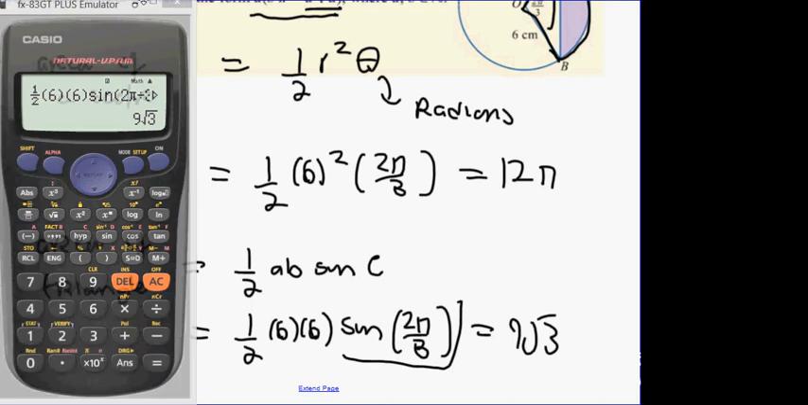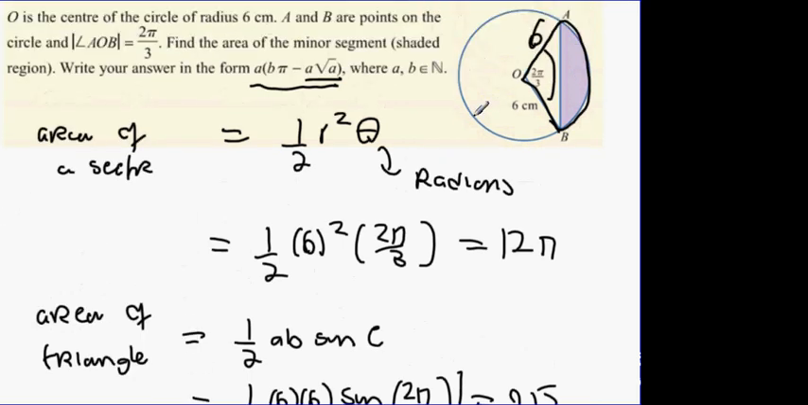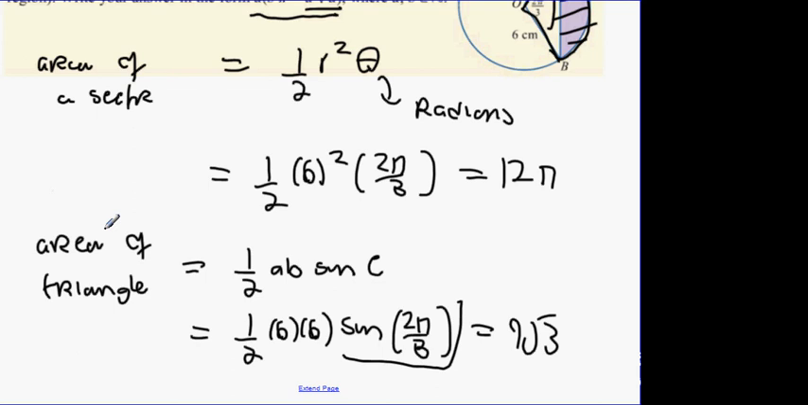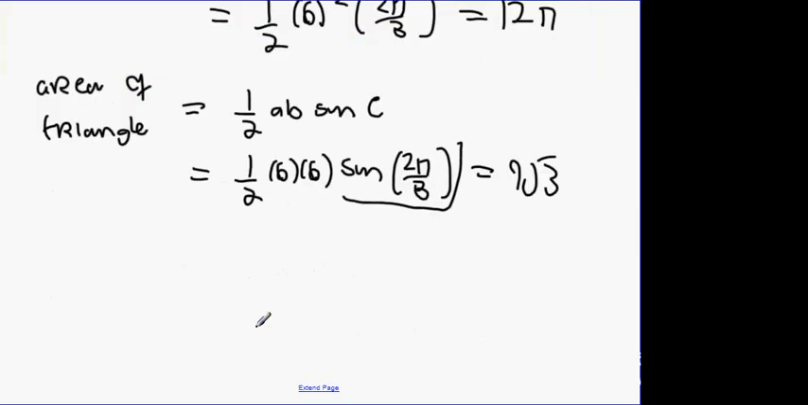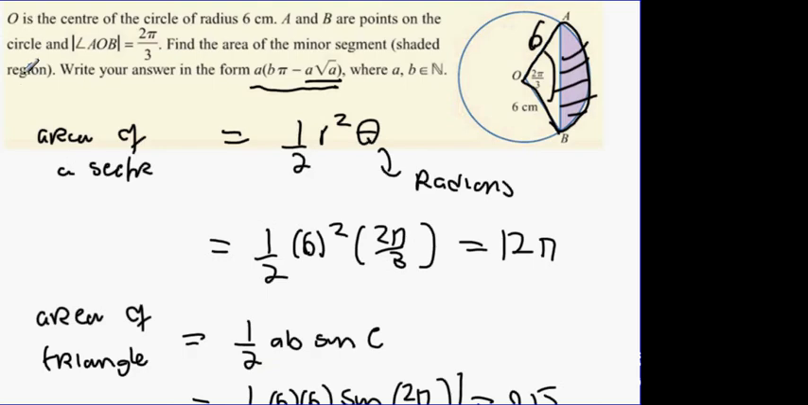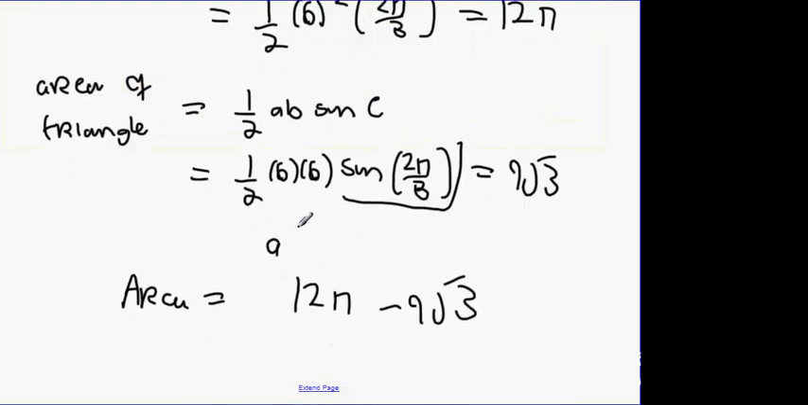Sector minus the triangle gives you the shaded region. Pizza slice minus triangle gives you the end. Now what we get here is area is going to be 12 pi minus 9 root 3. That's perfectly right, but it asks for it in the form a bracket b pi minus a root a. Means I have to factorize.